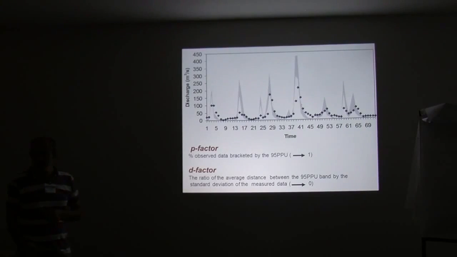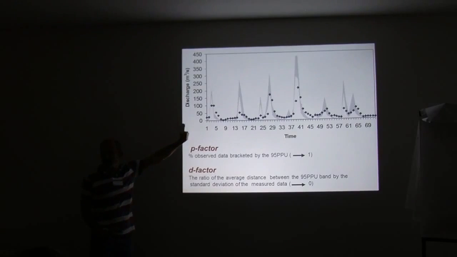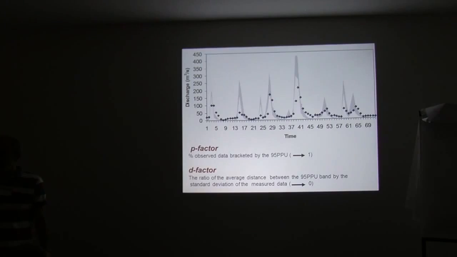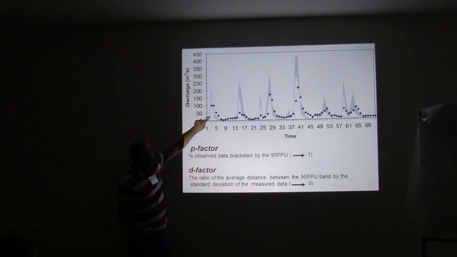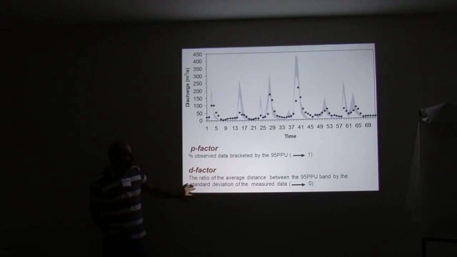The average distance between, sorry? Can you explain the average distance between the 95 percent is the width of the band? The width, yes. The average width of this. It's simulated, yeah. For every point, you have the upper and the lower. That's the distance. You average that, you divide by standard deviation, and you get this factor.